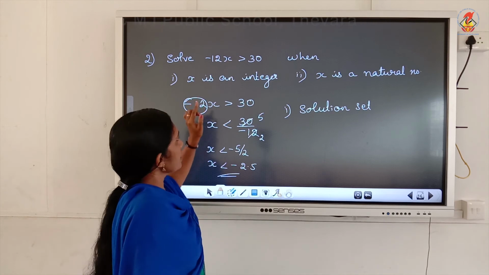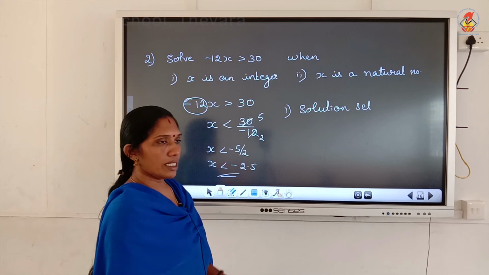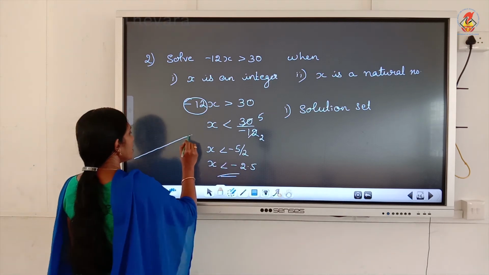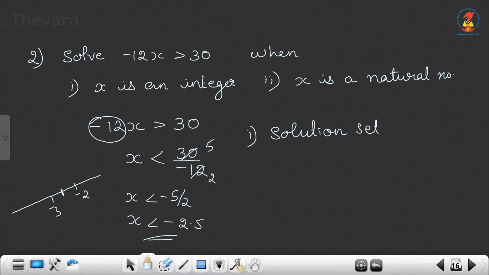But here the first question is we have to write only integers. x is less than minus 2.5. Which integers? Here minus 2, minus 3. So minus 2.5 is in the middle. Which are the integers less than minus 2.5? This side, the left side. So there are infinitely many integers. Here I am writing the solution set. So write the set symbol, etc. There are infinitely many integers.